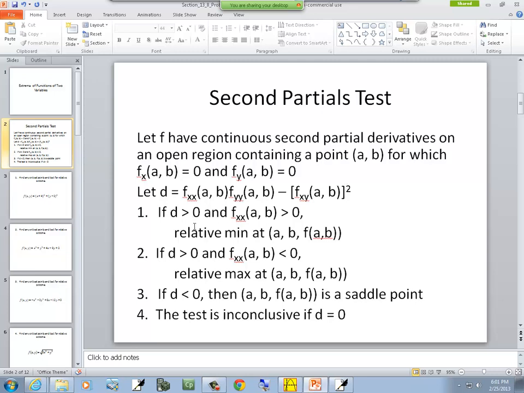Now, if D is greater than 0 and our second partial with respect to x is greater than 0, it's a relative min. If D is greater than 0 and our second partial with respect to x twice is less than 0, then it's a relative max. If D is less than 0, then we have a saddle point. And the test is inconclusive if D is equal to 0.